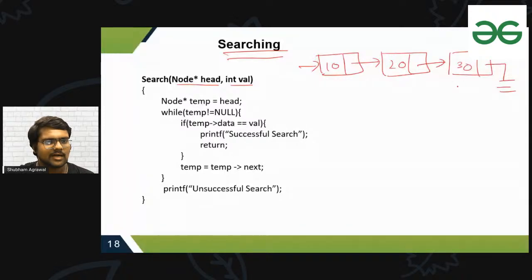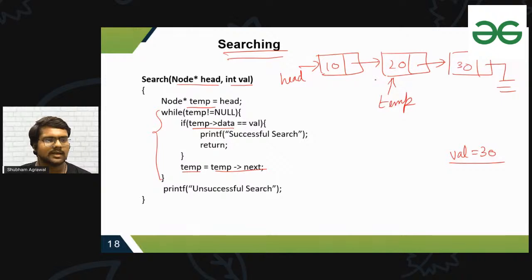So we will start from head. We will take one temporary variable temp, which will point to head, and we will have one while loop in which, if temp is not equal to null, we will enter the loop. We will check whether temp of data is equal to val or not. Let's suppose val is 30. 10 is not equal to 30, so we will not enter this if condition, and we will do temp equal to temp of next. So temp will point to the next of the previous temp.